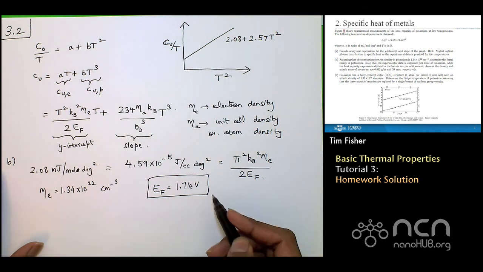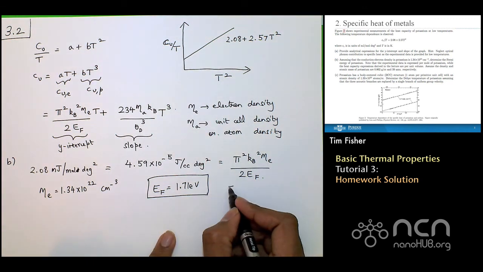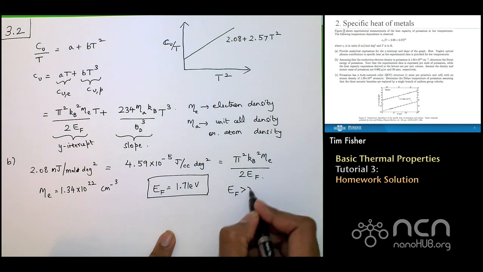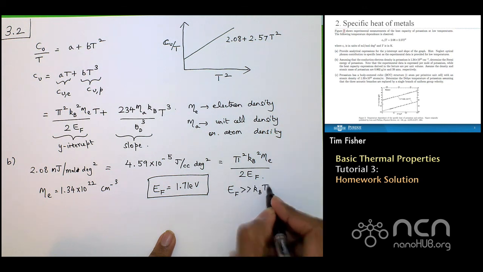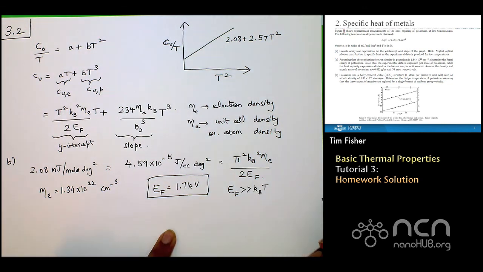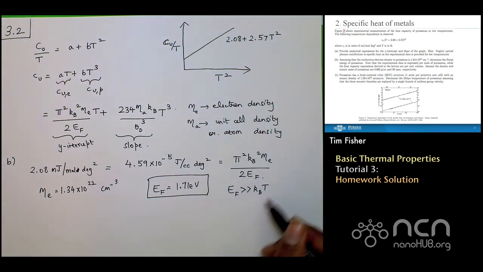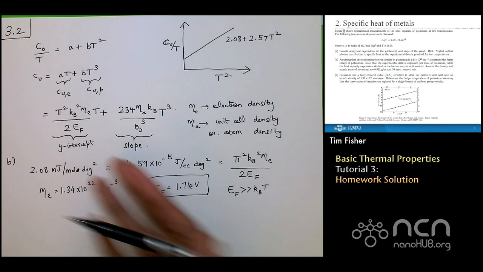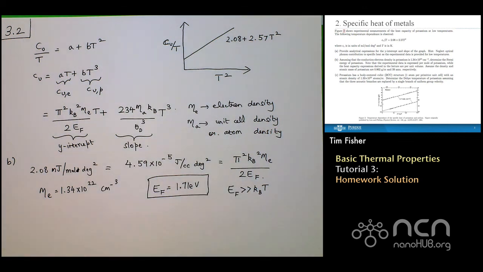One more thing to observe is that you can clearly see that the Fermi energy is much greater than the thermal energy at room temperature. So k_BT at room temperature is approximately 25 milli-electron volt. This was actually an assumption that was made in the derivation of the electron specific heat, and you can see that it actually holds true for this metal under consideration.